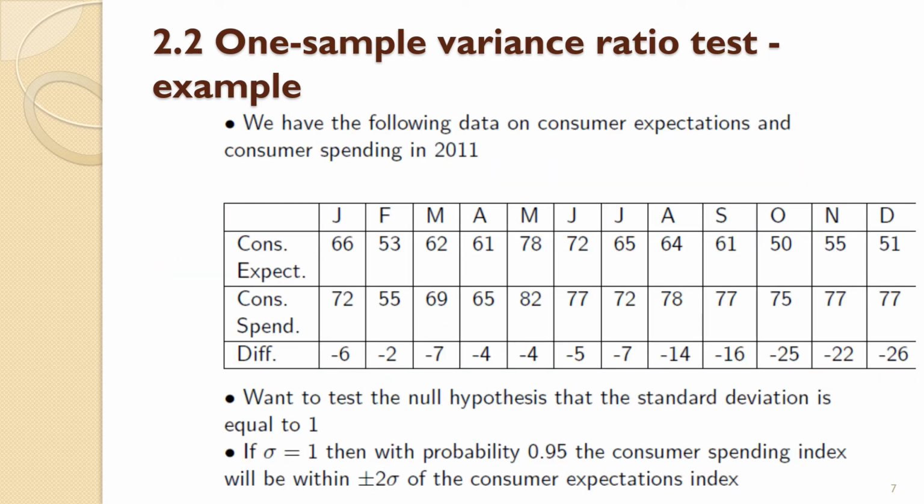So to illustrate this one sample variance ratio test, we've got this illustrative example. We've got the following data trying to match consumer expectations and consumer spending in 2011. The top table gives the consumer expectations for each month of the year. The consumer spending is given on the second row of the table for each month of the year, and the difference in the bottom row of the table is the consumer expectations minus the spending. I hope that if the consumers are sophisticated, there would be very little gap between the expectations and the spending.